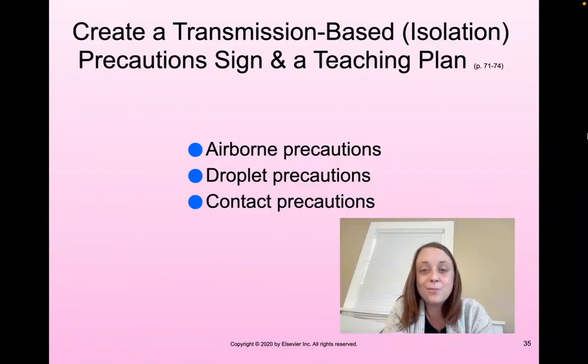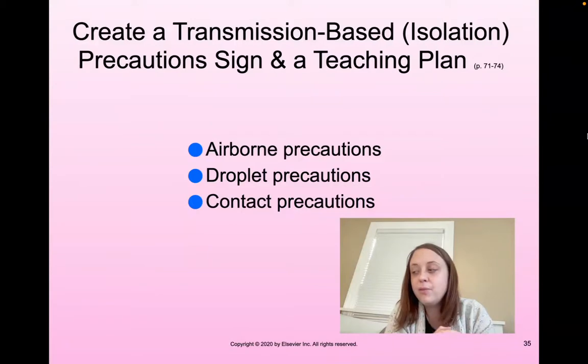So, in addition to standard precautions, with some of our patients, we're going to have other transmission based or isolation precautions on top of that, depending on what illness they have and how it is transmitted. With each of these, we're going to put a sign on the door that explains to people coming in and out of the room what they need to wear to protect themselves while they're in the room. And then we also need to educate patients and families about what these precautions are and why we're doing them. So the first would be airborne precautions.